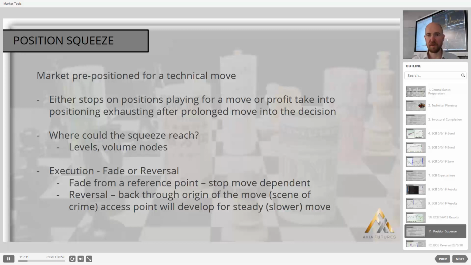The flip side of that is, rather than people having positions for a technical breakout type move, you've got a directional move into the event, into the central bank decision. And then it's not so much a squeeze of the positions going into it. Say, for example, you get a move up on a play for a certain central bank decision. What that's showing you is that people are now positioned long going into this. What would you do if you were long going into a decision?